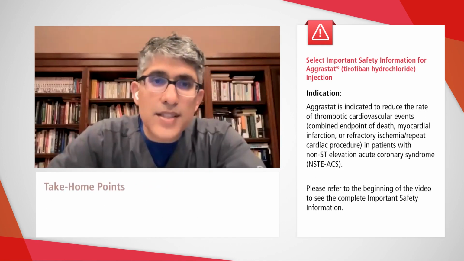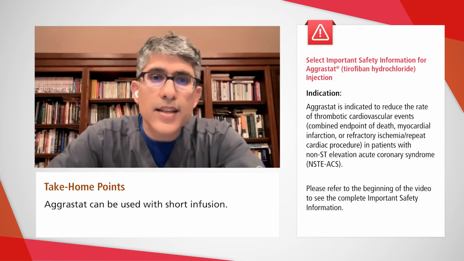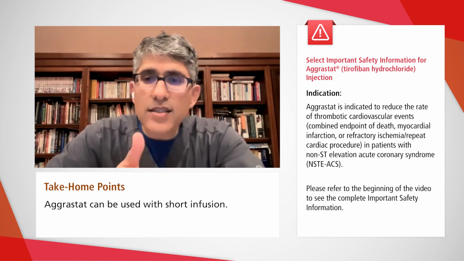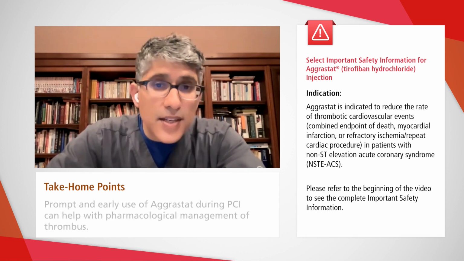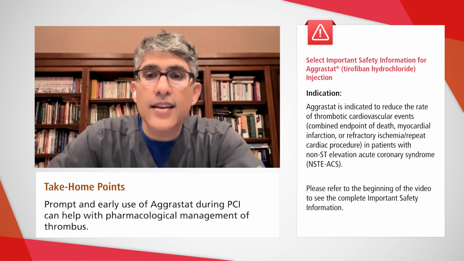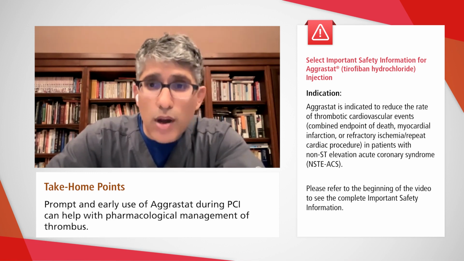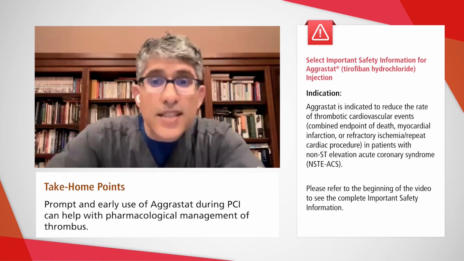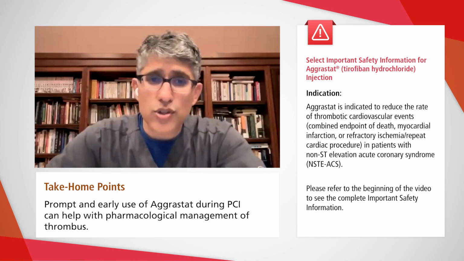So here are some takeaways from this case. Aggrastat can be used with short infusion. In this case, the patient had an in-stent occlusion of a mid-LAD with right to left collaterals and required a short infusion of Aggrastat. Prompt and early use of Aggrastat during PCI can help with intraprocedural pharmacological management of the thrombus to achieve successful results with thrombus resolution. Aggrastat use facilitated a successful PCI in this patient who had an in-stent occlusion and required a short infusion.